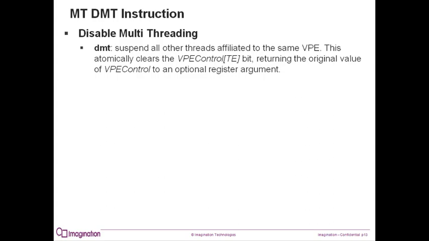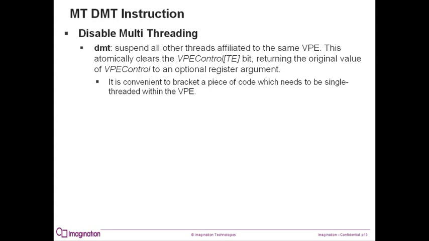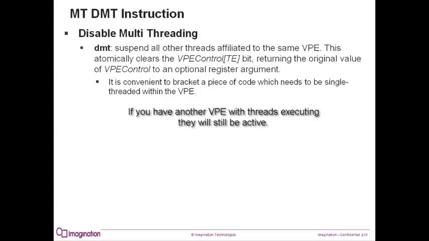The disable multi-threading instruction will disable any other thread that is associated with the VPE the code is being executed in. It is a way to ensure that the current executing thread is the only thread executing in the VPE group. If you have another VPE with threads executing, they will still be active.